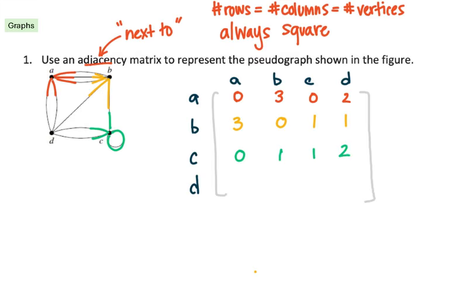That would be 2. And lastly, for D, how many connections are going from D to A? That's 2. How many connections are going from D to B? That's 1. D back to itself is 0. And D back to C is... Oh, sorry, I made a mistake. D to C is 2. And D back to itself, there's no loop. That would be 0.